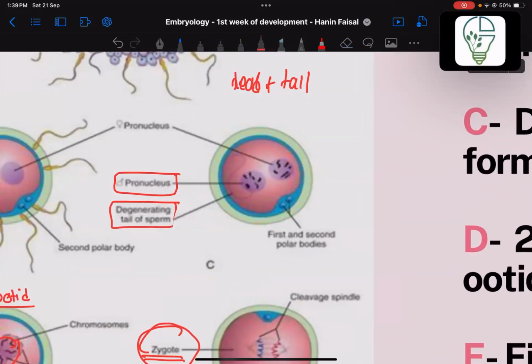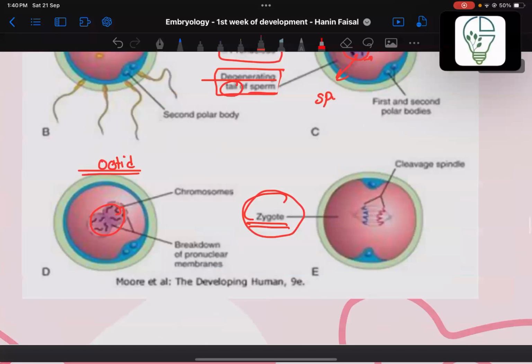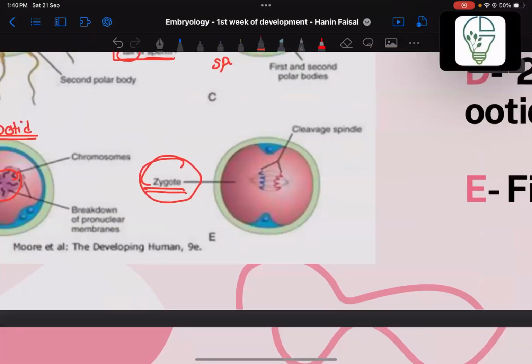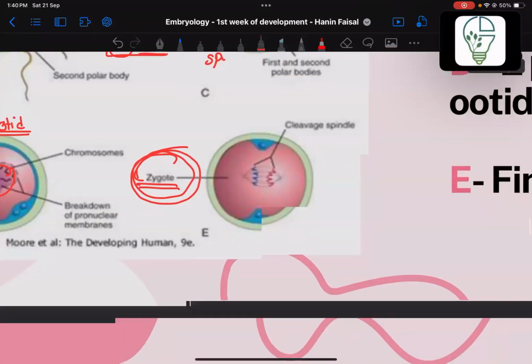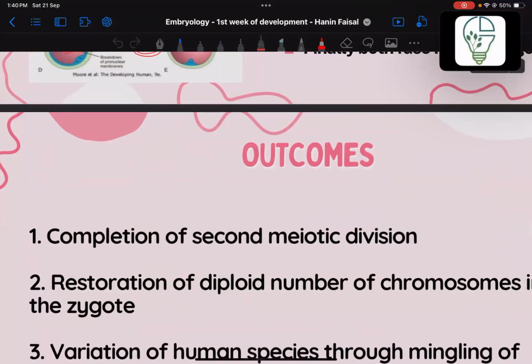We said that the sperm tail is going to get degenerated, and then it forms the pronucleus. This is the pronucleus of the sperm, and here's the pronucleus of the oocyte. Both of them come together, forming something called the ootid, and when both of them completely fuse together, it's called a zygote. And the outcomes are basically what you said. First is the completion of the second meiotic division, because you said that it's going to be stuck at metaphase 2.